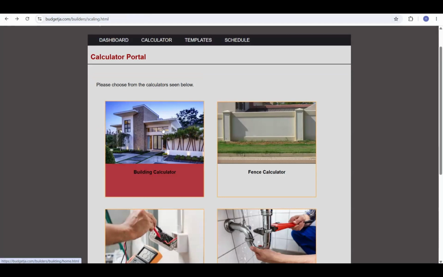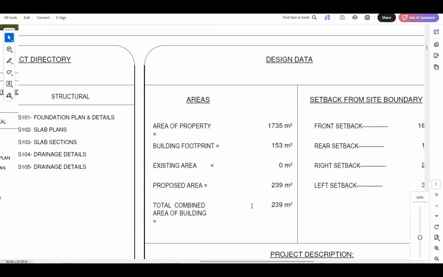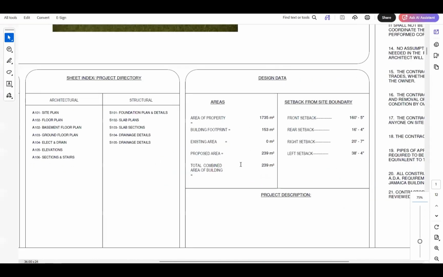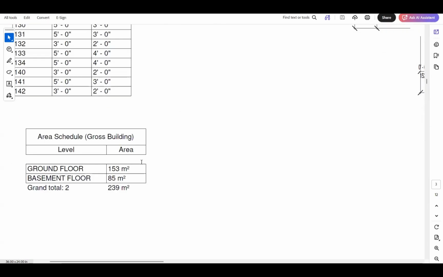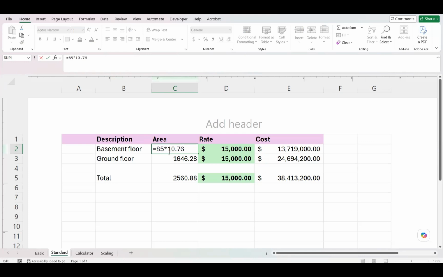Now, using the building calculator, one of the first things that you're going to come up on is the area of the building. You do not want to take the area from the cover sheet that's saying the combined area. You are going to have to look for the area that shows the amount per level. To convert these areas, we are going to have to multiply by 10.76. So on the basement floor, it will be 85 times 10.76.